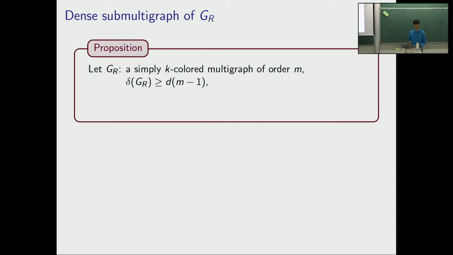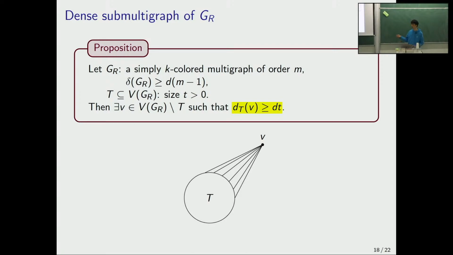So first, I'll give a simple proposition. It says that if we again have GR, and we suppose the minimum degree of GR is large enough, and if we have some small vertex set T in GR, then there should be at least one vertex V such that the degree of V toward T is large enough. It's very natural, I think. If GR is dense enough, then you can find a vertex whose degree toward a given set T is large enough. So we will use this to show that HC is good.